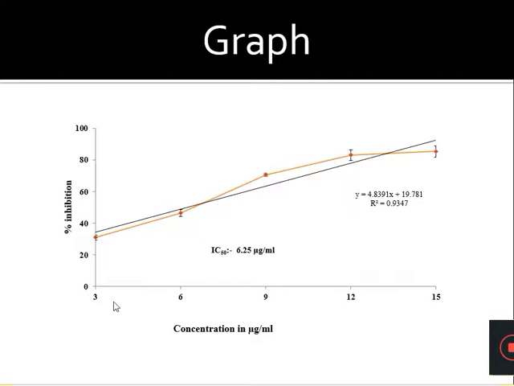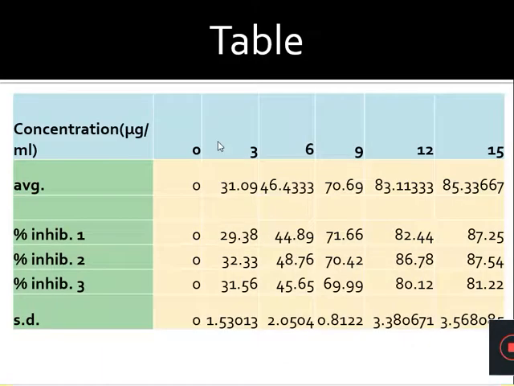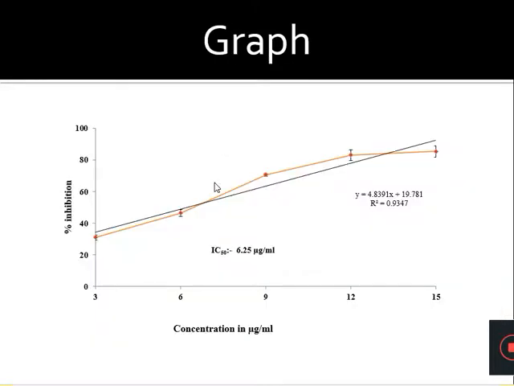Here on the x-axis we have plotted the different drug concentrations, and on the y-axis the average percentage inhibition, and we can see the trend of increase of percentage inhibition with increased concentration of the drug. So this is the table and this is the graph.